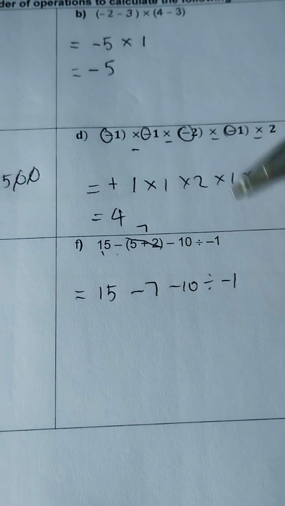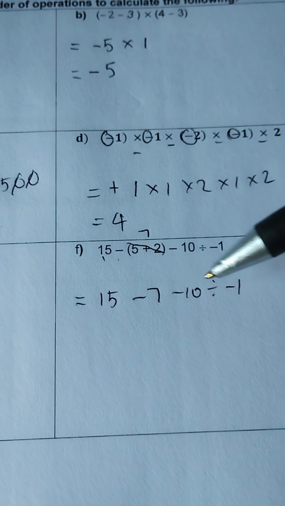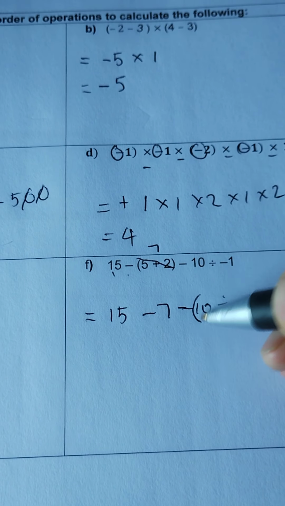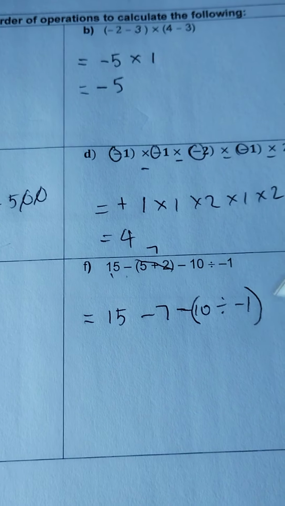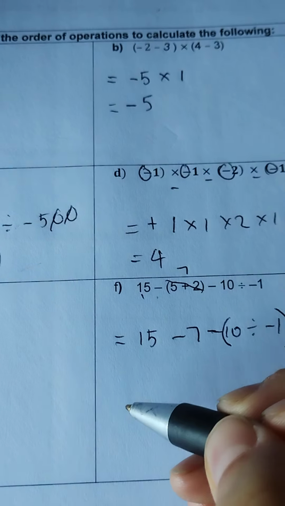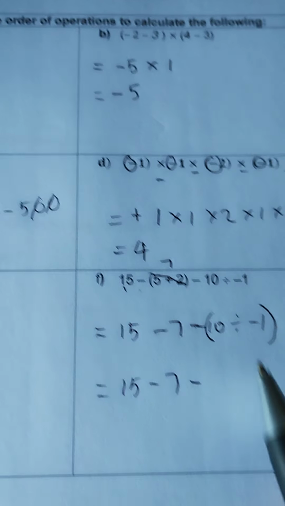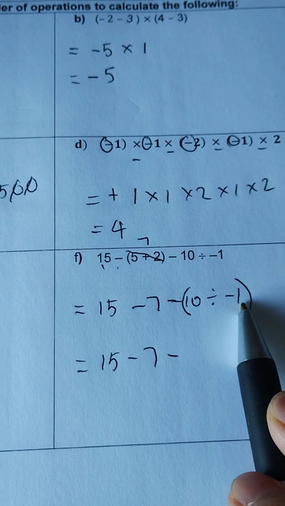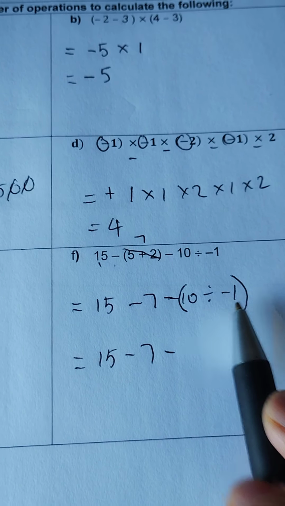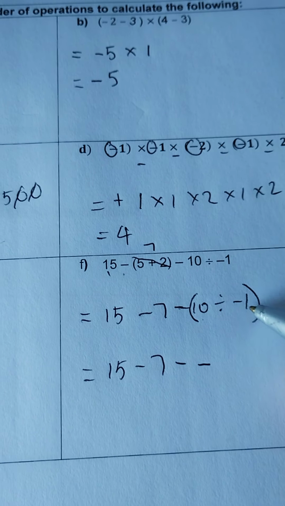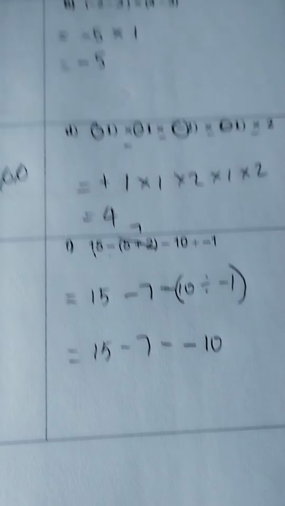Now at this point, I check my operations. Subtraction, subtraction, division. Division must come first. So the bracket can go around the 10 divided by -1. The takeaway is just sitting out there. So I still have 15, take away 7, take away. Now, what is 10 divided by a -1? 10 divided by -1, there's only one negative, so my answer will be negative, and 10 divided by 1 is just 10. So I end up with that.